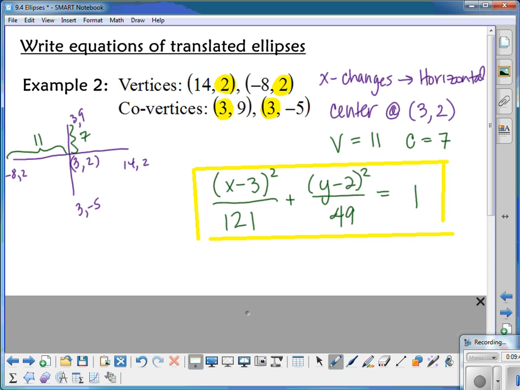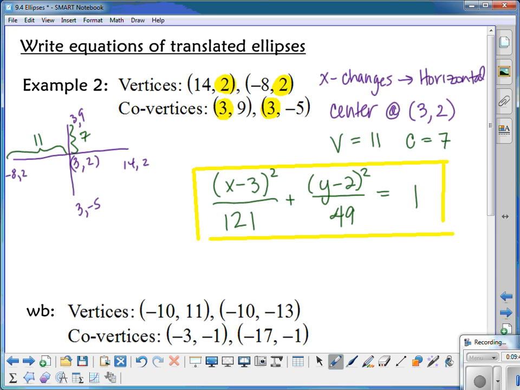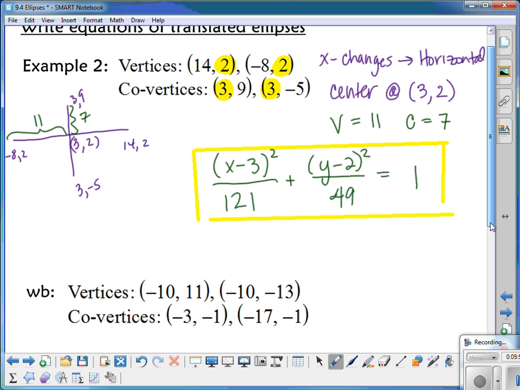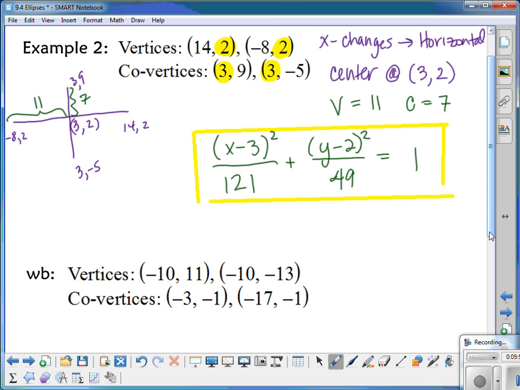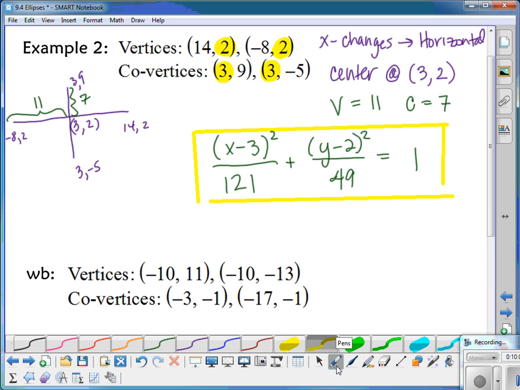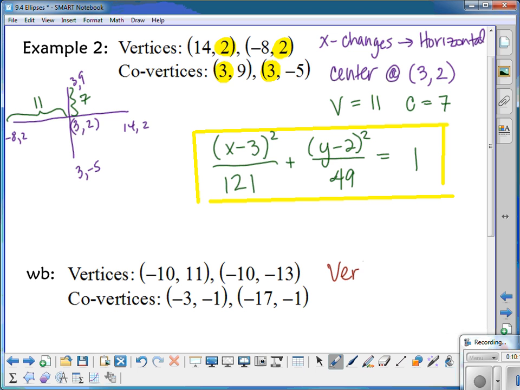So when you're done writing that one down, here's one for you to practice. The vertices are at (-10, 11) and (-10, -13). Co-vertices, (-3, -1) and (-17, -1). So first figure out, is it changing in the x or the y direction? So what do I think about this one? I heard vertical. Yeah, it's changing in the y direction, so this one's going to be vertical. Then figure out the center. Once you have the center, you can figure out the distance to the vertex and the distance to the co-vertex.